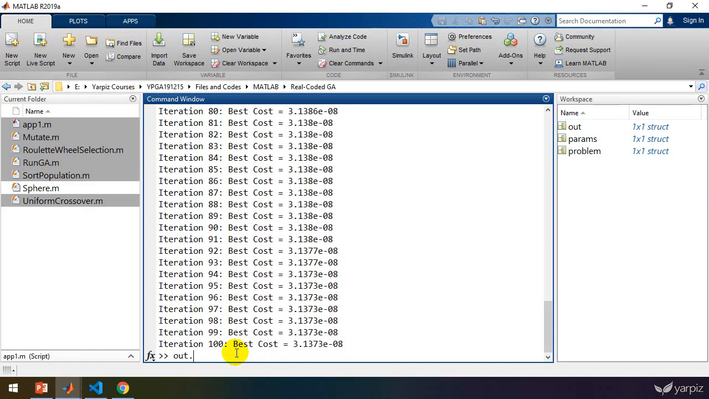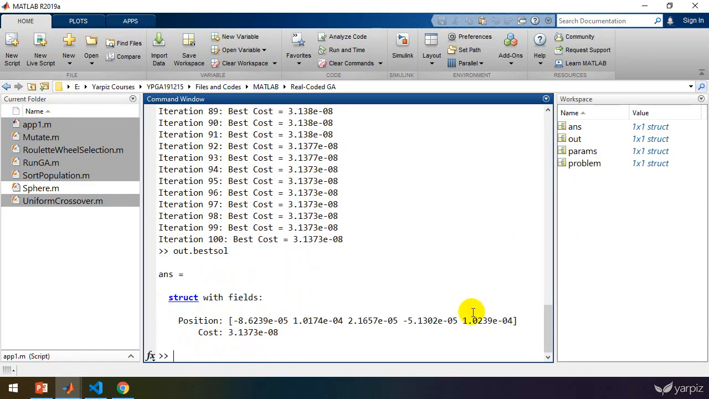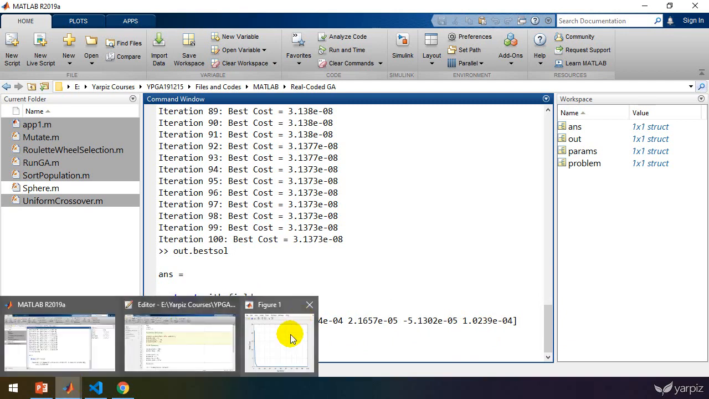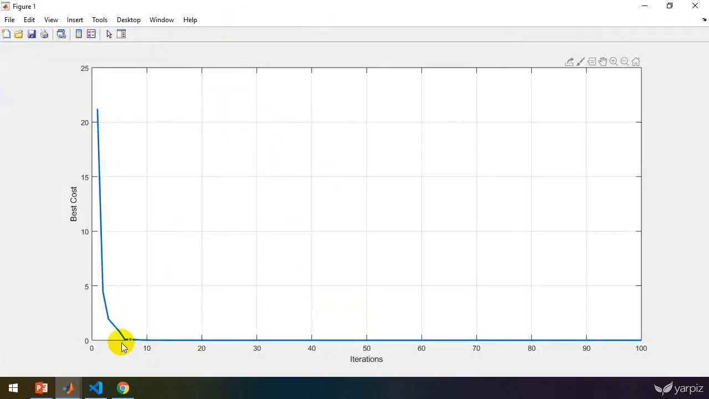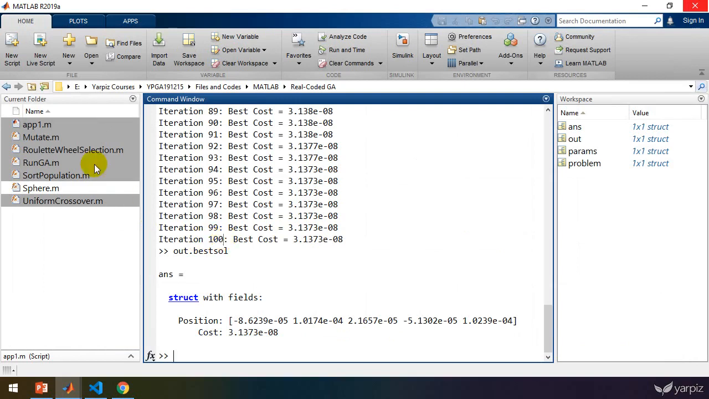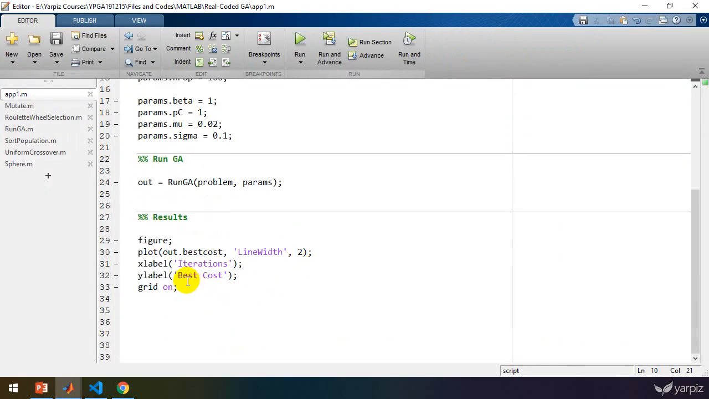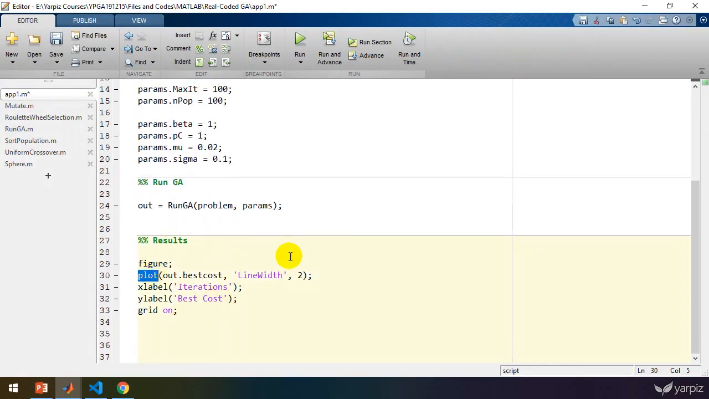And for example, out.bestSolve is this. Almost they are all zeros. We have 5 zeros here, and you see the plot here. It's not very helpful, and we cannot distinguish the small values. To make this more human readable, I'm going to copy this, comment this, and change plot to semilogy.